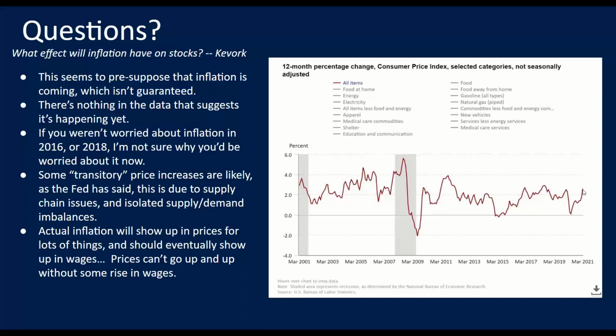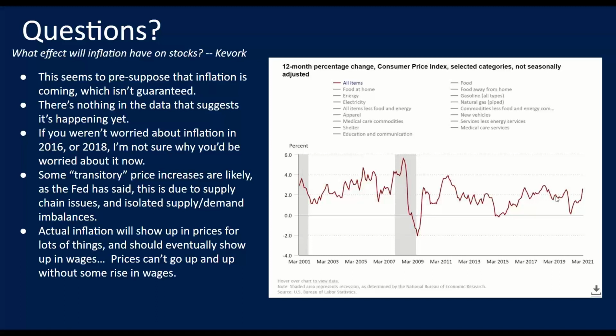Okay, so this is a steep line, but it's a rate of a rate, and it's coming off a very low base, so that's why that is. But I guess my thing is, if you weren't worried about inflation in 2019 or 2017, when these numbers were actually higher, I'm not sure why I'd worry about it now.